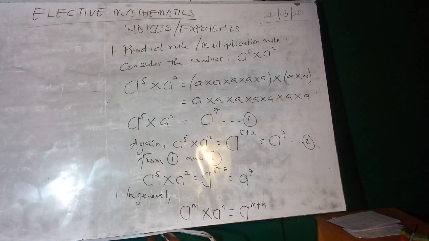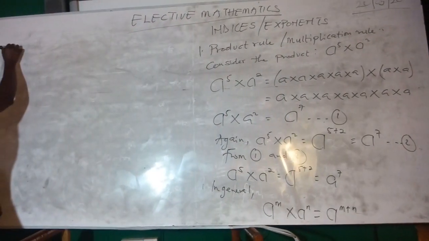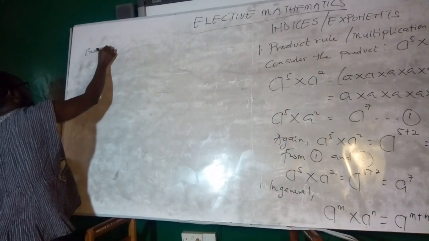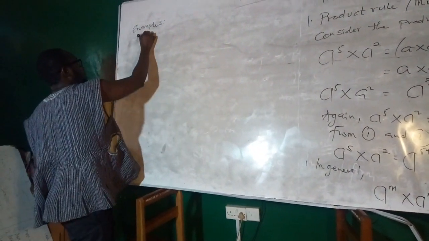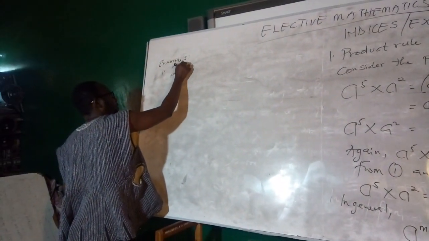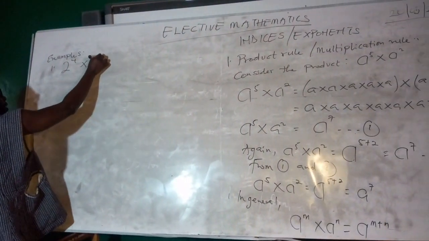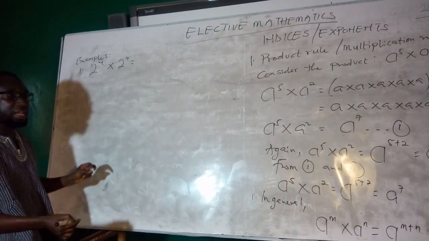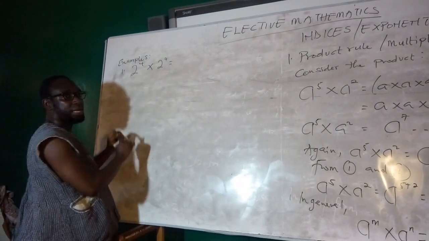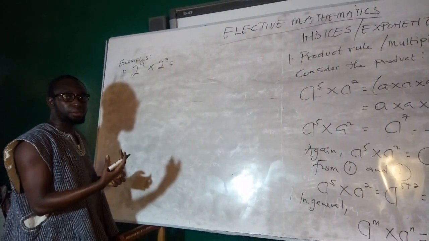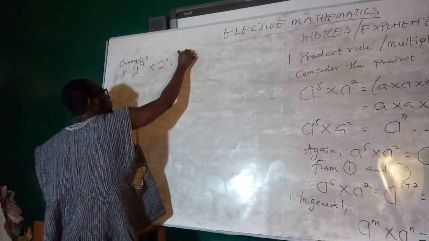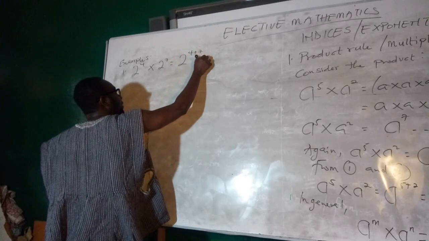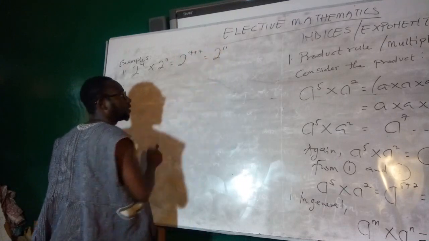Or we can state some examples of the first rule. For example, one, when we have 2 raised to the power of 4 multiplying 2 raised to the power of 7, from the product rule, they have the same base, they are being multiplied. So it means that their exponent or their indices should be added. So we write 2 exponent 4 plus 7. So we write 2 exponent 11.